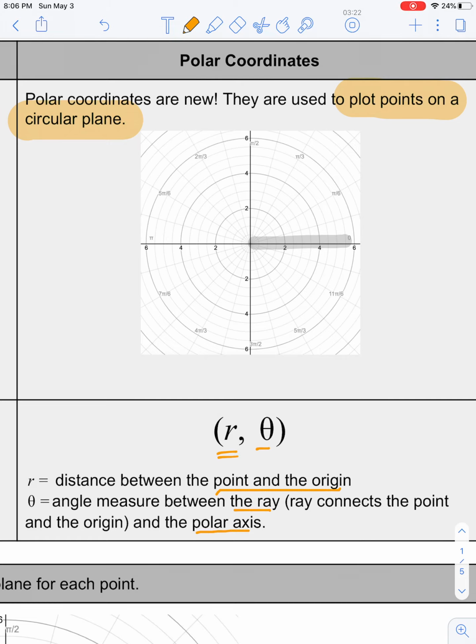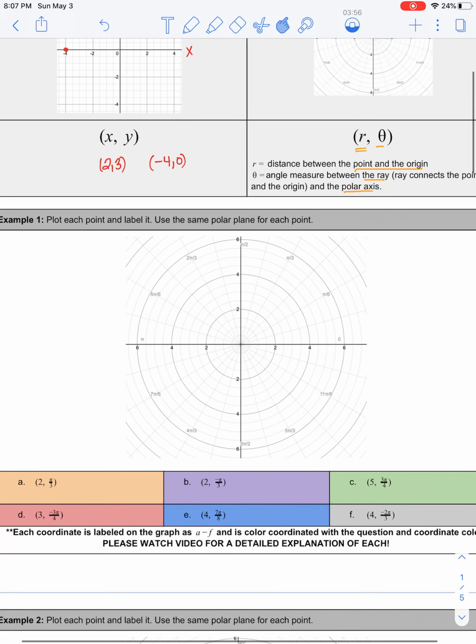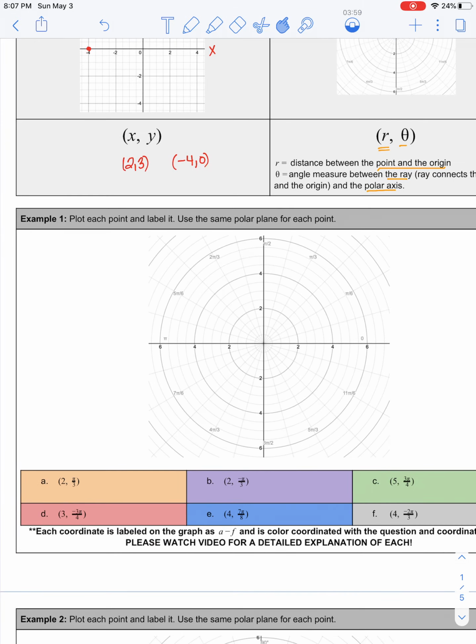If I plotted a point right here, that would have a radius of 4. You can see that it's 4 units out from the origin. If I were to draw a ray that connects the origin and that point, there would be an angle measure between that ray and the polar axis of pi over 3. I know that because that point is plotted on the radial line corresponding with pi over 3. We're going to practice this idea first in radians and then in degrees.